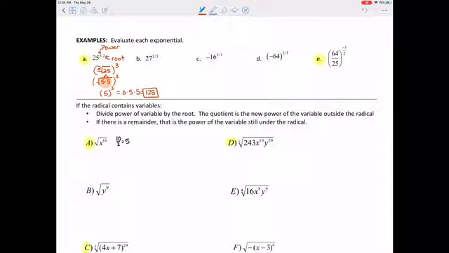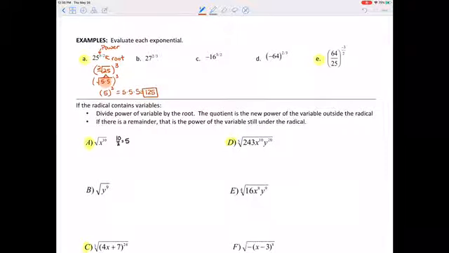Okay, I'm going to give you one more example and then I'll leave you a few to try on your own. E's got a lot going on. The first thing I notice about E is that it has a negative exponent. Negative exponents mean we want to flip the base.